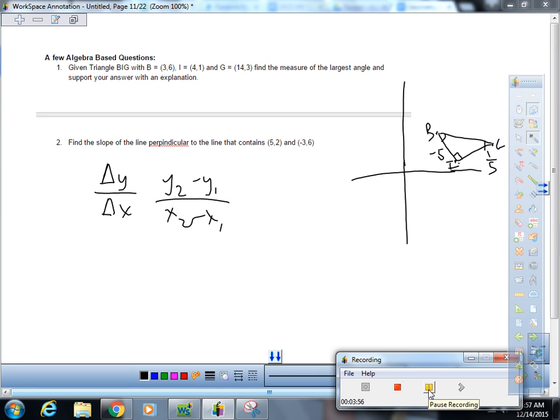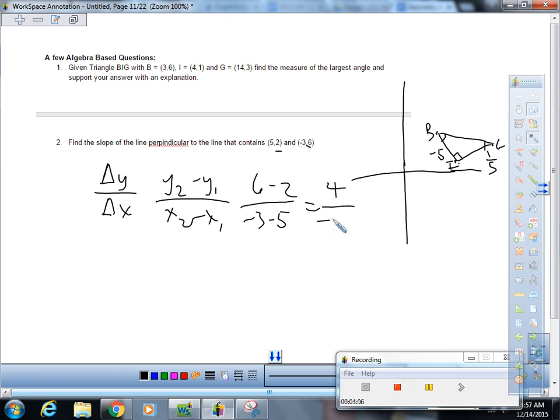So to do this, we'll take 6 and 2, so 6 minus 2 over -3 minus 5. This gives us 4 over -8, which is -1/2. So since from the above problem we know that lines that are perpendicular to other lines will have the negative reciprocal of the slope of the line, the negative reciprocal of -1/2 would be +2. Boom!